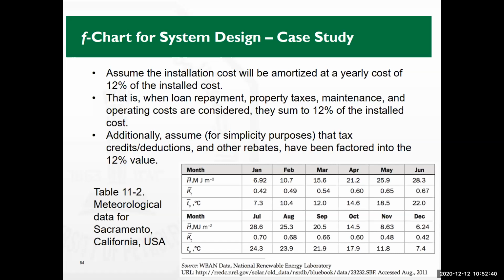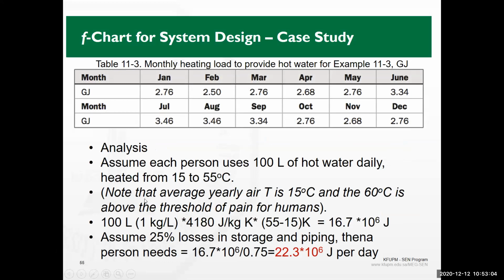So we're going to take a simplified economic model. We're not going to get into very much detail of that, and assume taxes, credits, deductions, and all of them are factored within this value of the 12%. These are the weather conditions given month by month, January, February, up to December. And then the monthly heating load has been calculated here from January to the end.